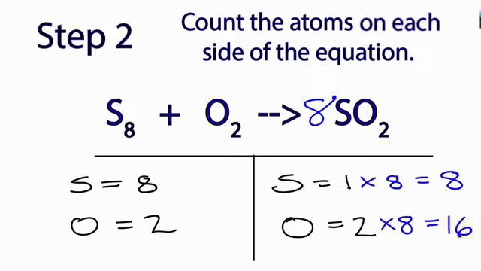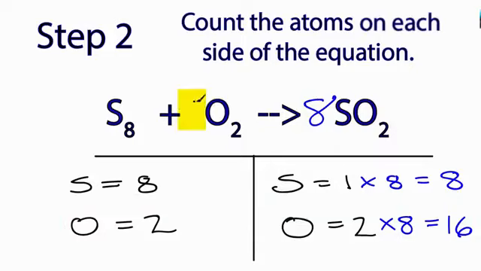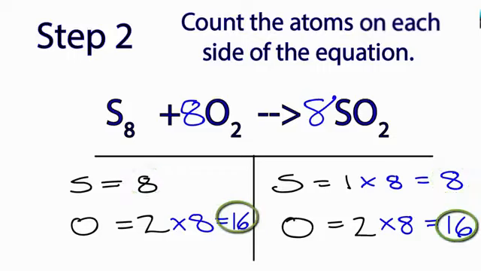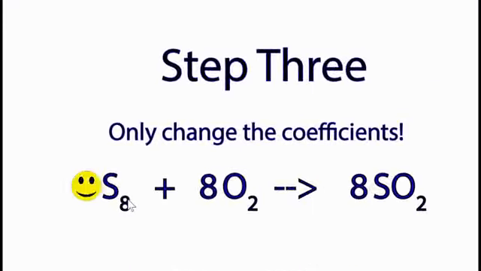So I've fixed the sulfurs, but the oxygens aren't balanced. I can change the coefficient here, though, to 8, because 8 times 2 equals 16. So now I have 8 sulfurs on each side, and I have 16 oxygens on each side of the equation. This equation is balanced. Step 3, so you don't forget, only change the coefficients.